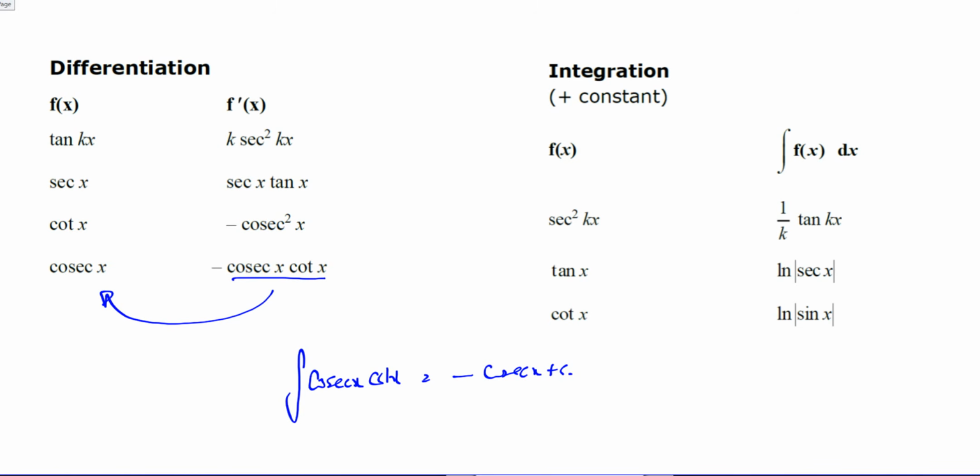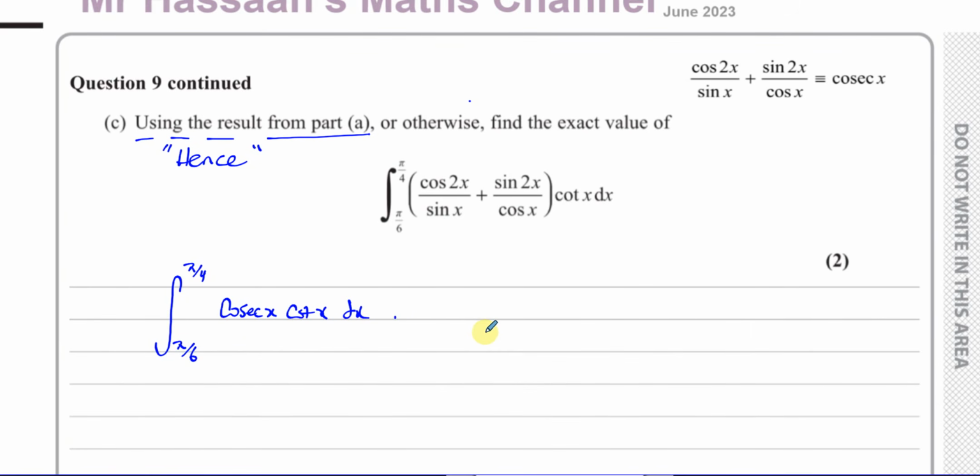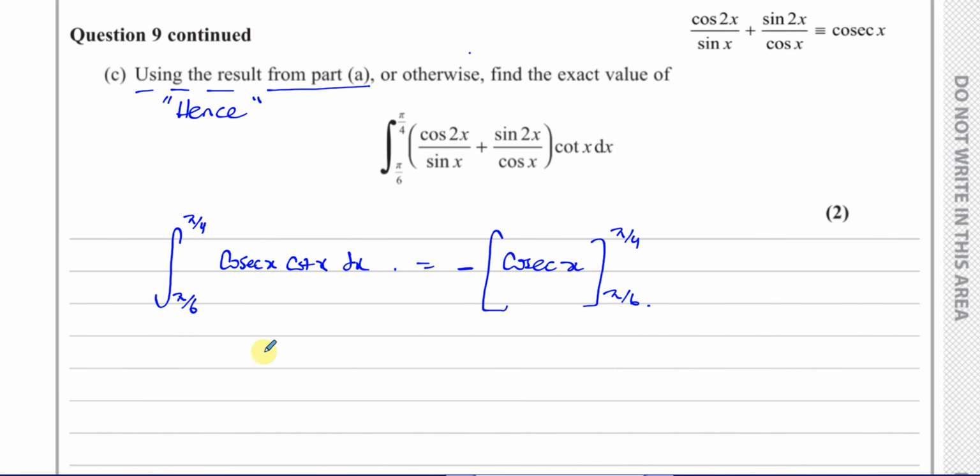In this case, we don't need the plus c because we have a definite integral. So we can just say this is going to be equal to, I'll put the minus on the outside, cosec x. The integral of cosec x cot x is cosec x, minus cosec x, so I'll write the minus on the outside. I've got pi over 4 and pi over 6. So remember, this is the same as 1 over sine x. So you've got minus 1 over sine x between pi over 4 and pi over 6.